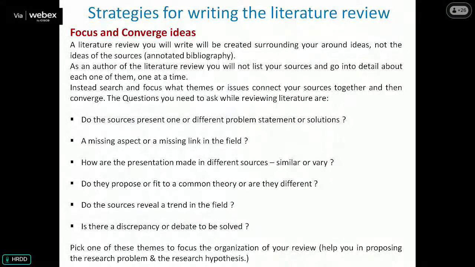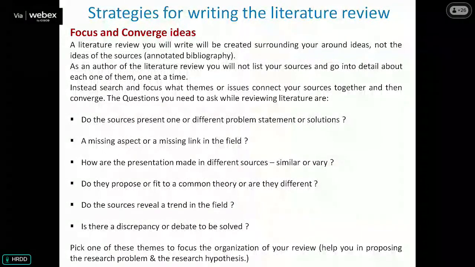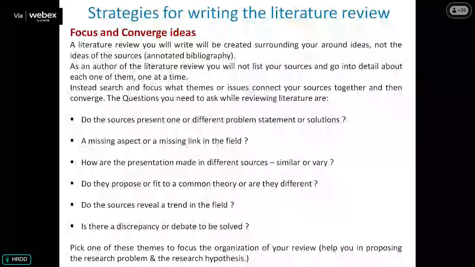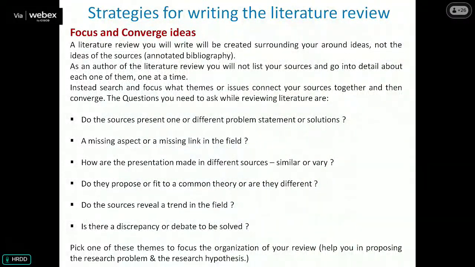Do they propose or fit to a common theory, or are they different? Do the sources reveal a trend in the field? So that trend you have to find out. As I told you, it's like doping, chromium doping in TiO2, whether it is decreasing or increasing, like that. So there will be a trend you will generally find by substitution, meaning any kind of changes in any material, or somebody who is doing some other type of work. Then also you have to find out the trend. That trend is very important to understand and then propose in your article.